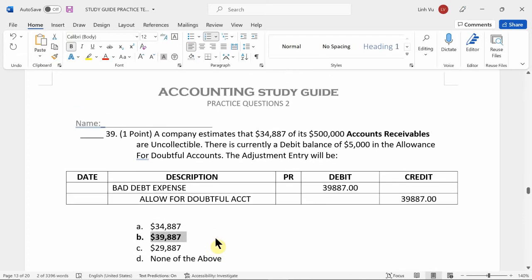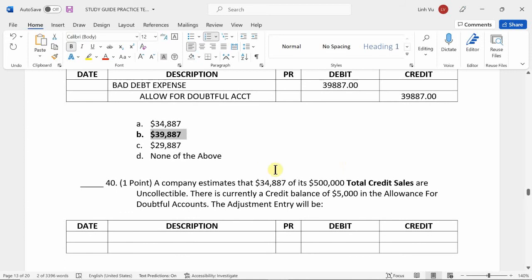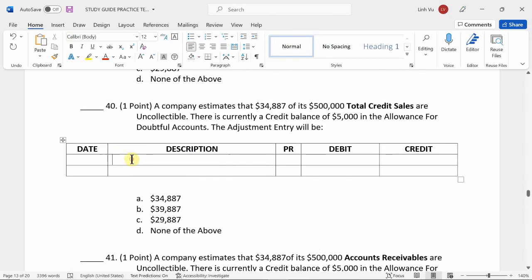What would be an example where you would subtract it as opposed to add? It would say credit, and we're going to take a look down below. If I had a credit balance, then I would subtract it. For question 40, a company estimates that 34,887 of its 500,000 total credit sales is to be uncollectible, and there's currently a credit balance of $5,000 in the allowance for doubtful accounts. The adjustment entry will be A, 34,887 is correct.